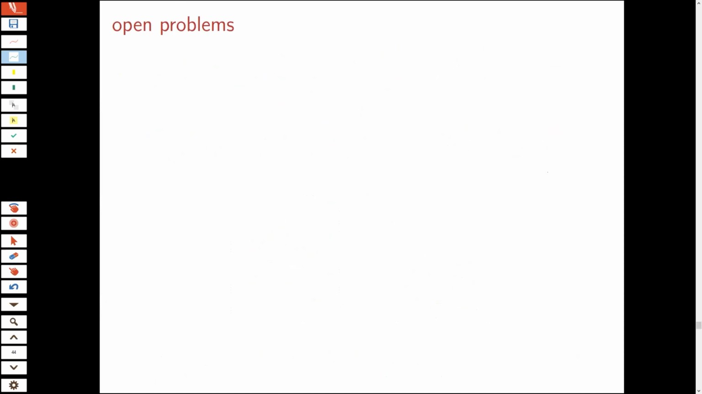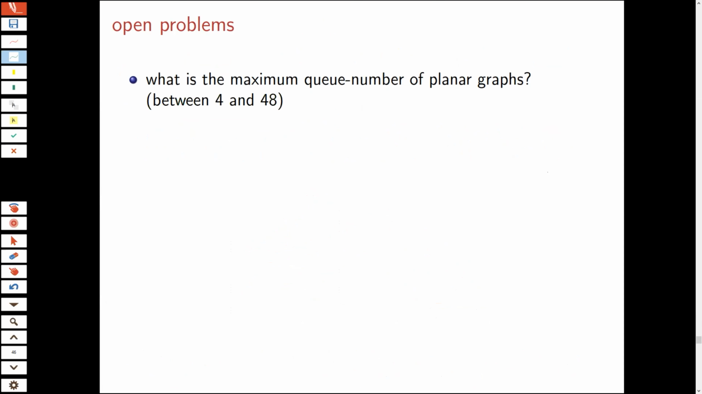Let me finish with some open problems. First, the obvious question is, what is the maximum queue number of a planar graph? It's between 4 and 48. There is a lower bound of 4, which is highly non-trivial. And we have no idea where the truth lies. Another important question is whether the queue number of a graph is bounded by a polynomial function of its tree-width. And if you get a better bound for the tree-width, then maybe you can get a better bound for planar graphs.